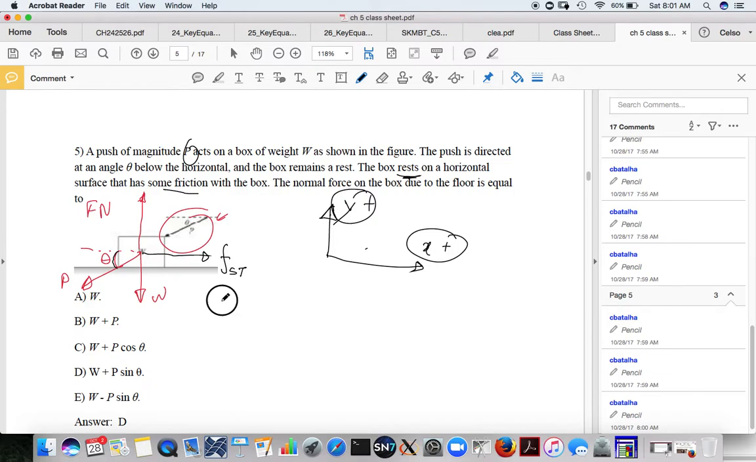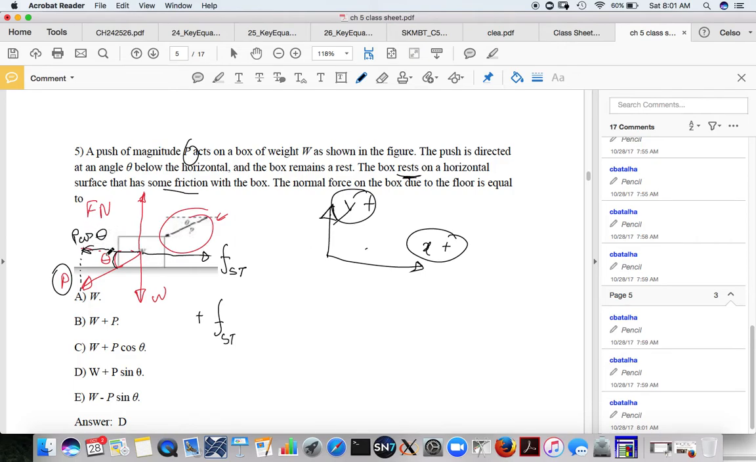So if that is true, the static friction has a positive sign, right? And which other forces happen to project itself along the x-axis, P? So if you take P and project along the x-axis, this is what you got. You got something which is equal to P cosine of theta.